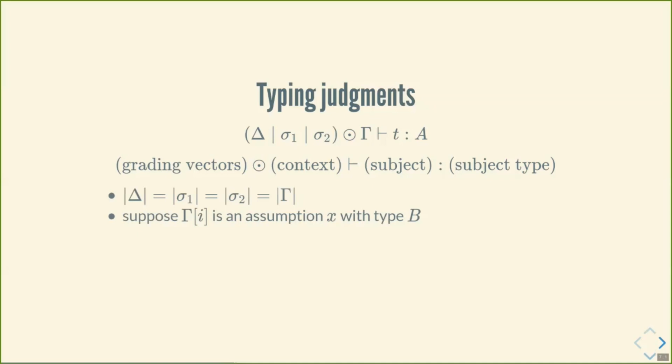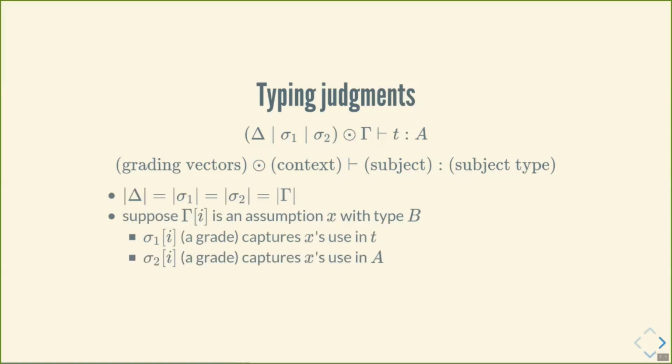Suppose we have an assumption X of type B at index I in gamma. Then we have the following. The corresponding element in sigma 1 is a grade that captures the use of X in T, the subject. The element in sigma 2 is a grade that captures the use in A, the subject's type, and the element in delta is a vector of grades that captures the use of all assumptions prior to X in the formation of X's type B.